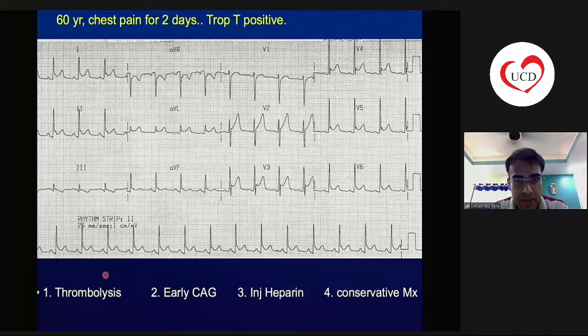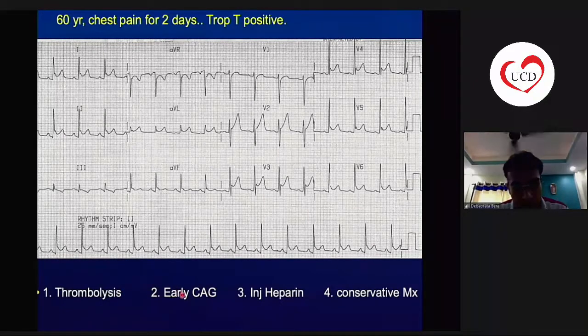And when he has presented to emergency, the TROP-T is positive. What do you think is the most correct approach? Shall you thrombolize him? Shall you go for an early angiogram, or shall you put him on injection heparin, or a conservative management?